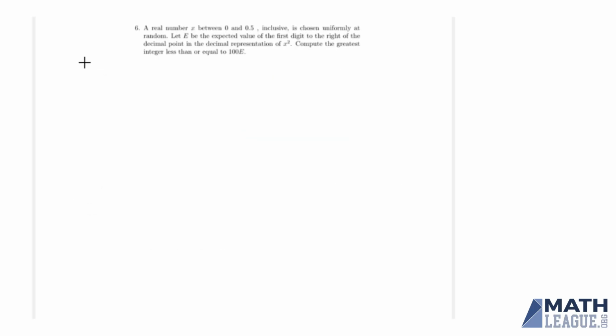From the question, we know that x belongs to the closed interval 0 to 0.5. This implies that x squared will belong to 0 to 0.25, because if you square 0, you get 0, and if you square 0.5, you get 0.25. Now, the question says we should find the expected value of the first digit to the right of the decimal point in the decimal representation of x squared. So I want to divide this interval into some sub-intervals.